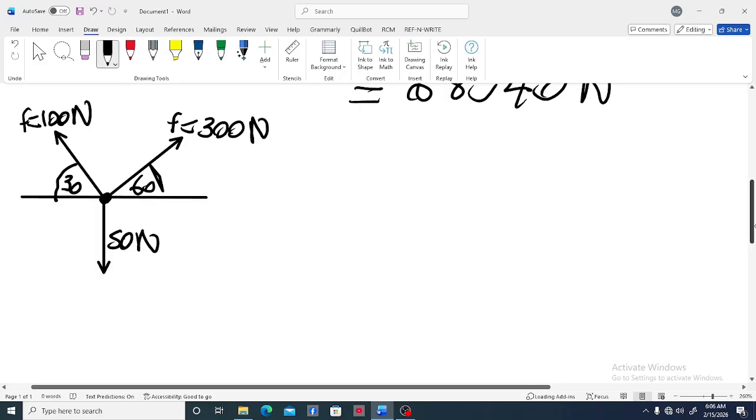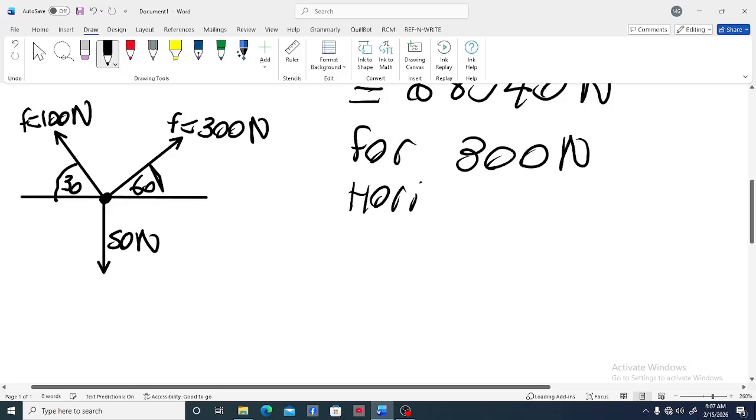In the next video, we'll look at how we can use the vertical and horizontal components to get the resultant. So for now we're just going to focus on the horizontal and vertical components. We're going to start. Let's do the 300 newton force. For the 300 newton force, the horizontal component, you come for the horizontal.